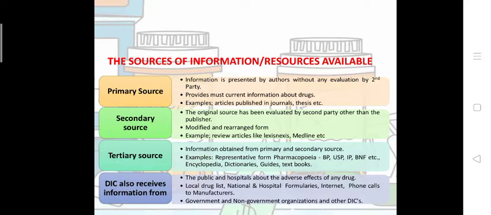After having all these sources, then you have the drug information center. We also receive information from the public and the hospitals about any drug. Then local drug lists, formularies, internet, phone calls from manufacturer to manufacturer, government and non-government organizations. So they gather the information from all these population-based aspects like public, hospital, formulary, government, manufacturer, and they gather the updated information which is not available in the above three sources. And they collect this and keep it with you. And if suppose you are practicing and you ask for any information, you will get the information from these aspects as well.